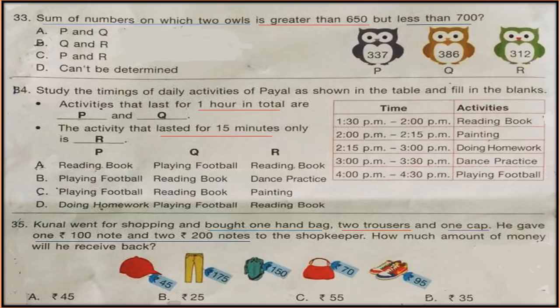Next question. Study the timings of daily activities of Payal as shown in the table and fill in the blanks. Activities that last for 1 hour in total are P and Q. The activity that lasted for 15 minutes only is R. Now activities and time for the activities is given in the table.